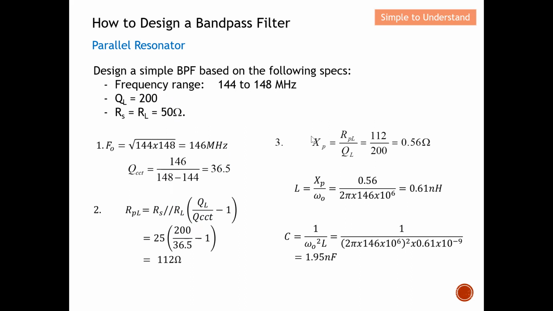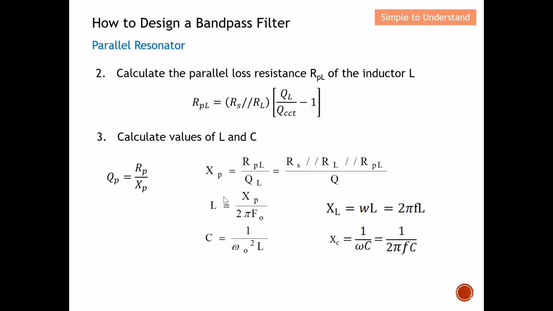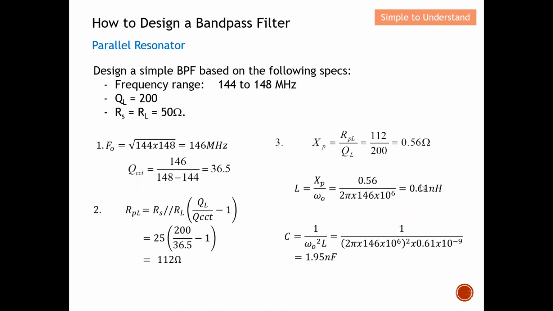Next, I'm ready to calculate my XP. This is basically the resistor loss by the inductor itself, and this is the component Q. From here, I can calculate my XP, which is the impedance of the inductor, equal to 0.56 ohm. From here, I can also calculate my L value and my C value, as illustrated over here. So I calculate my inductor, which is 0.61 nanohenry, and my capacitor, which is 1.95 nanofarad.